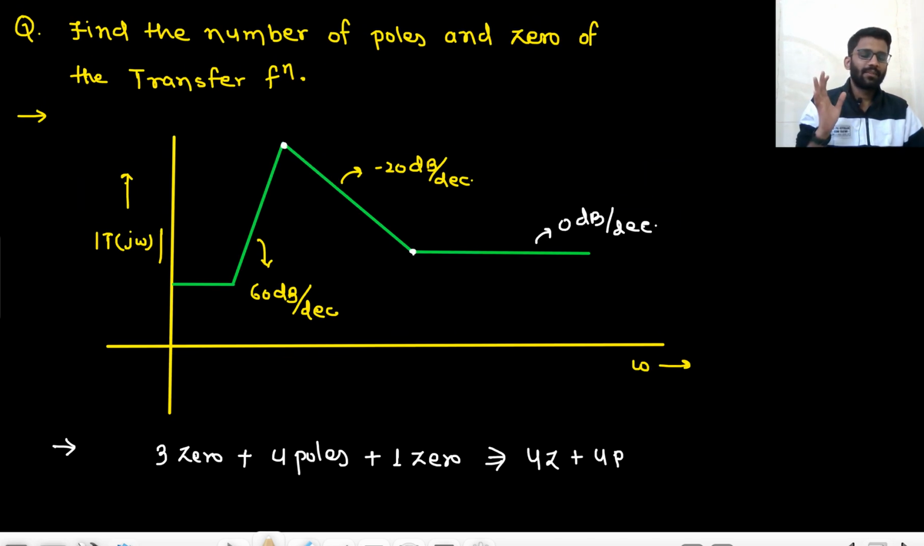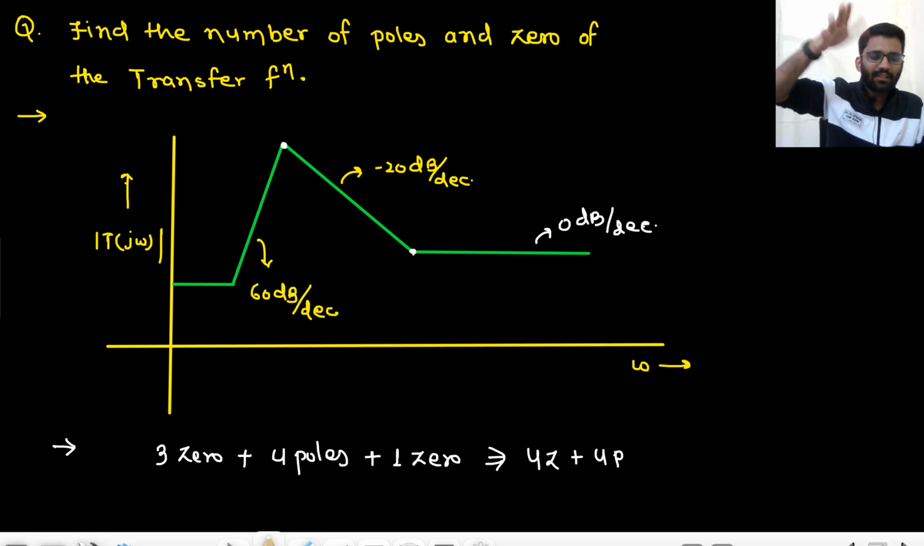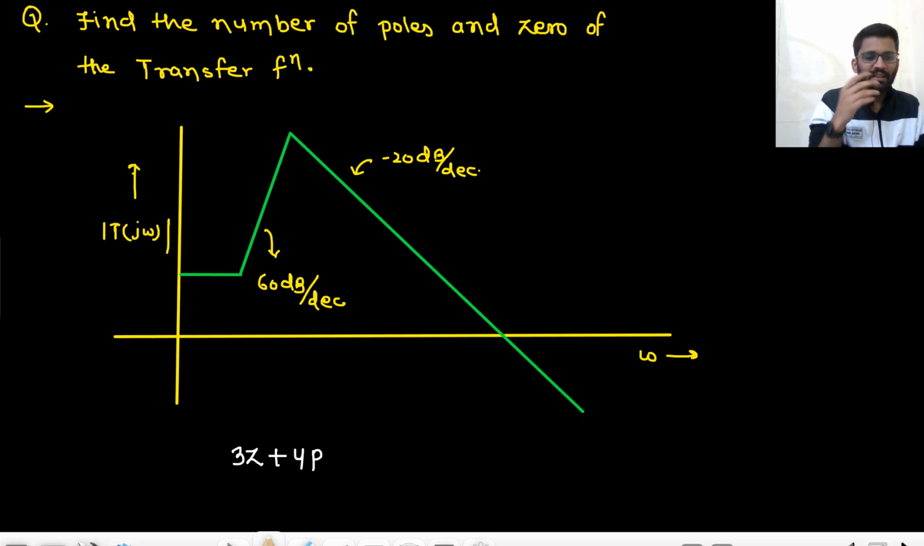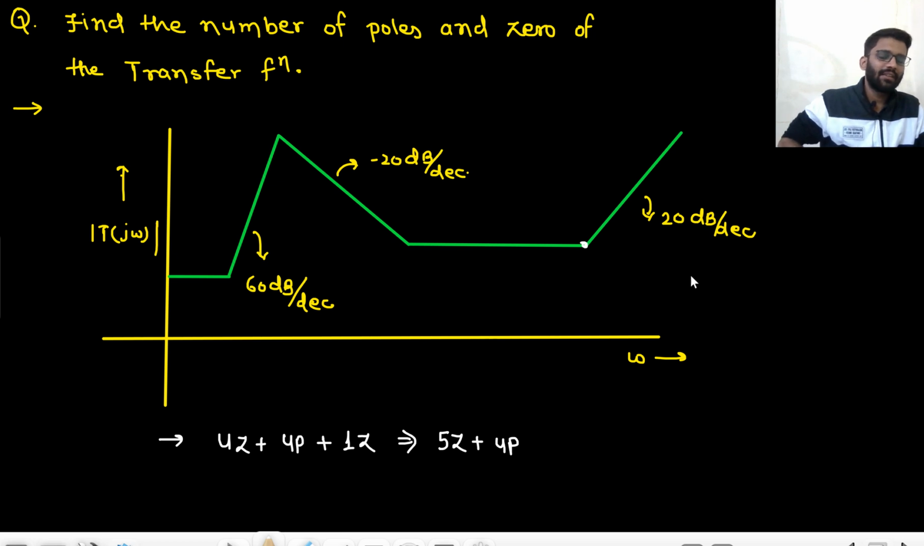I hope you are understanding all these examples. We are going a bit fast, we are not getting into the depth, but you can have the conceptual understanding. 60 dB per decade means 3 zeros. Then I am having minus 20 dB, that means I lost 80 dB per decade. That means there have to be 4 poles. Then I again went to 0 dB, that means I gained 20 dB per decade, so there has to be 1 zero. First 60 dB, then I lost 80 dB, then I again gained 20 dB. So that means 3 zeros first, then 4 poles and 1 zero. Similarly, here as well, I again gained 20 dB. That means there are more zeros than poles.